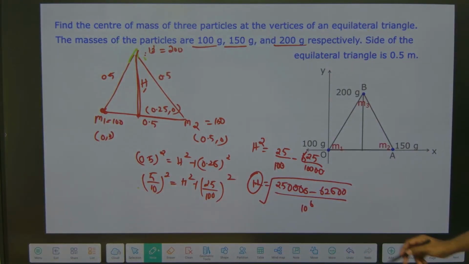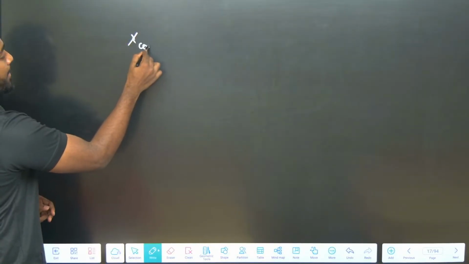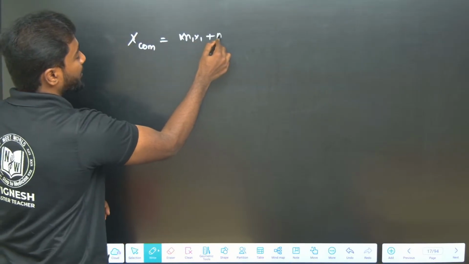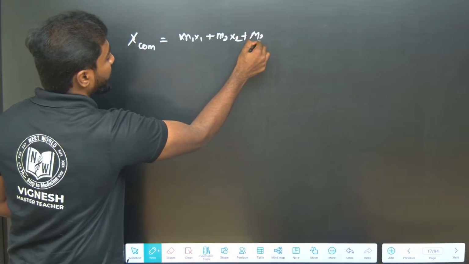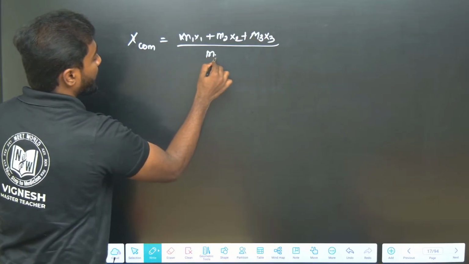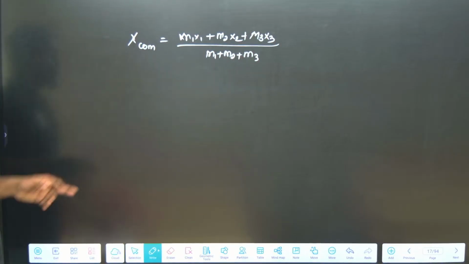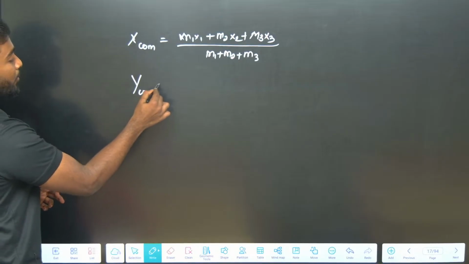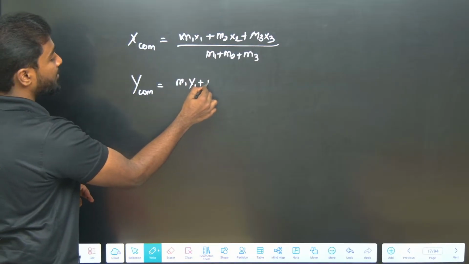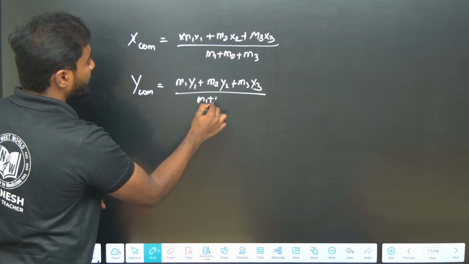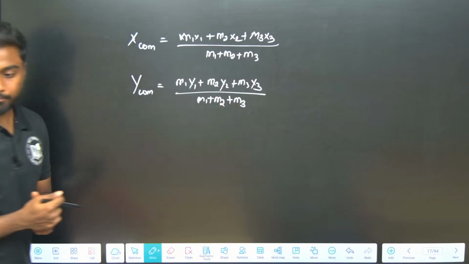So after this, what should I do? Wait a minute. X center of mass will be equal to m1 x1 plus m2 x2 plus m3 x3 by m1 plus m2 plus m3. This is for the x center of mass. I need to find the y center of mass also. Y center of mass will be equal to m1 y1 plus m2 y2 plus m3 y3 by m1 plus m2 plus m3.